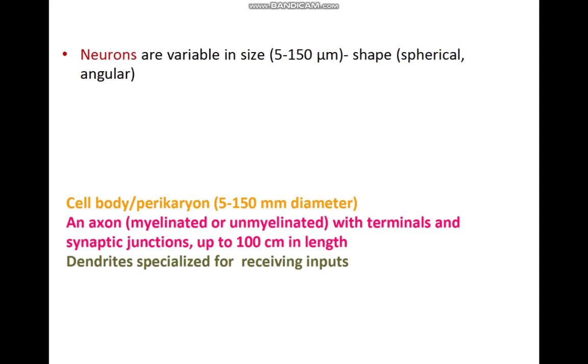Neurons are of variable size. They are 5 to 150 microns in diameter. Their shape is spherical and sometimes angular. An axon, which is myelinated or unmyelinated, with terminals and synaptic junctions, is up to 100 centimeters in length. That's the reason I have said that the neuron is the longest cell in the body.